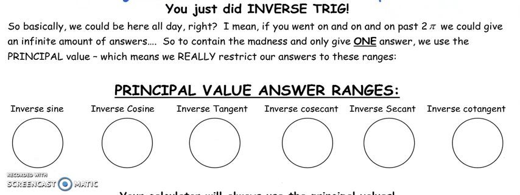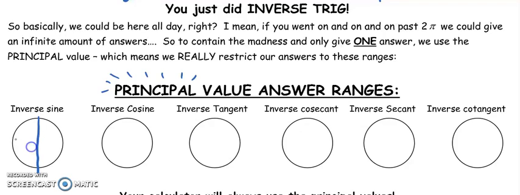So we could be here all day. I could go on and on past 2 pi. I could give you an infinite amount of answers. So to contain all this craziness, we use the principal value. All right, so the principal value restricts you, and it restricts you to one answer. So instead of giving me 1 million answers or an infinite amount of answers, you will be giving me one.